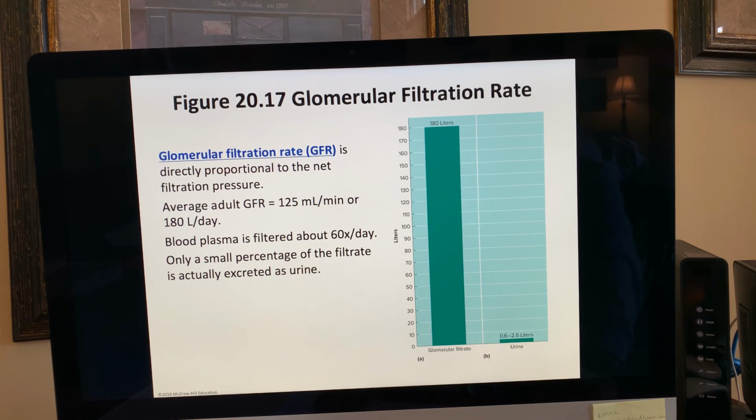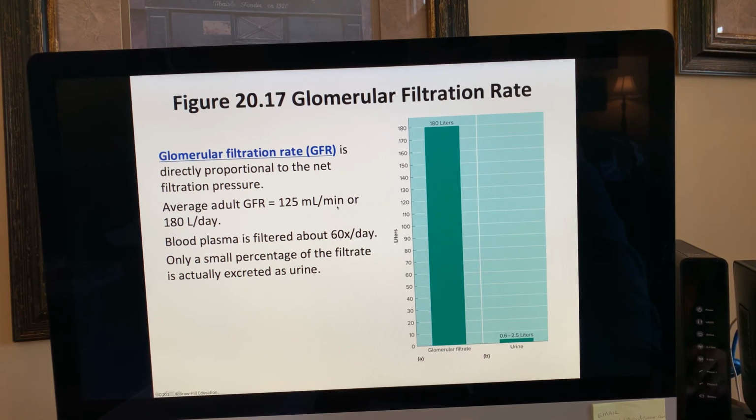which leads to the production of what's called the glomerular filtration rate. The filtration rate is proportional to the amount of filtration pressure you have. Normally, for both kidneys, the glomerular filtration rate is about 125 milliliters per minute. That means every minute in your kidneys, you're filtering 125 milliliters of fluid into your nephron capsules.